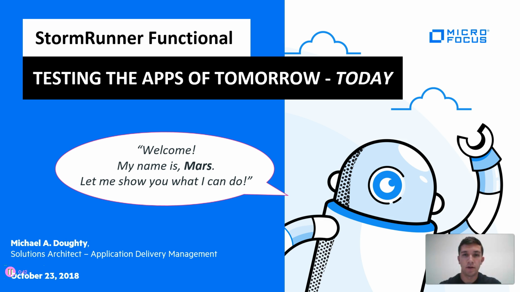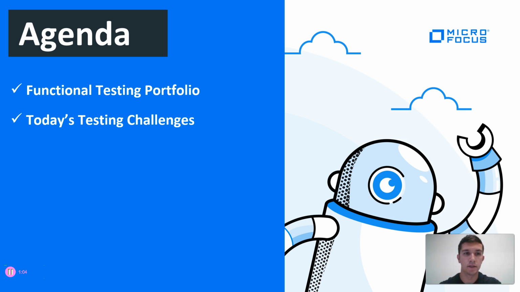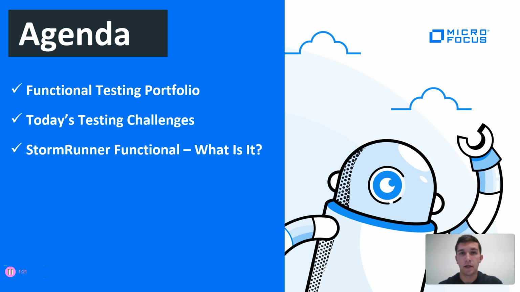So let's get started and take a look at what the agenda will be covering today. Just very briefly, I want to go over the functional testing portfolio within Microfocus, which you may also know as the legacy, or what was previously HPE, as HP, as well as even back to the Mercury days, but now fully known as the Microfocus portfolio suite for functional testing. And then we'll go quickly over some of today's test challenges. After that, we'll get a better understanding of exactly what StormRunner Functional is.